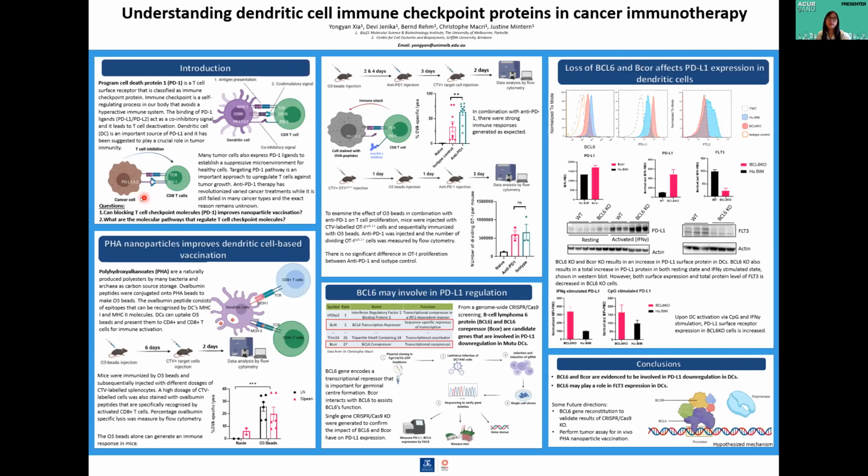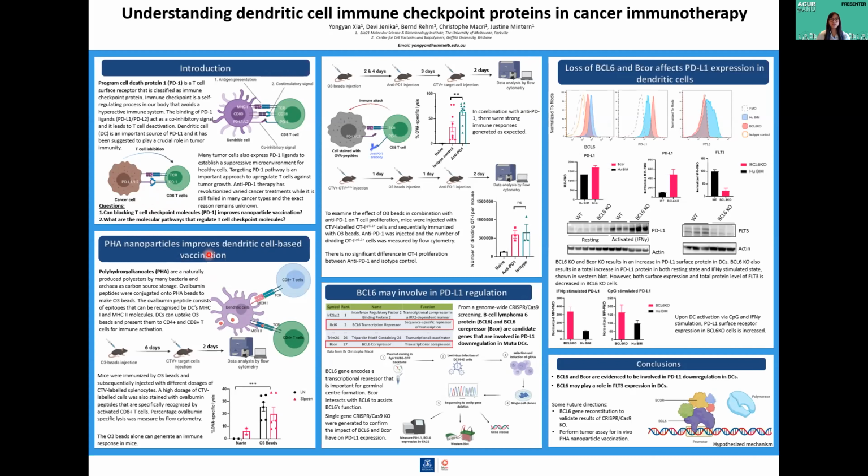So targeting this PD-1 pathway is an important approach for cancer treatment. In fact, there have been a lot of PD-1 inhibitors developed for cancer immunotherapy, but they still fail in a lot of cancer types, and the exact reason remains unknown. So for my honours project, I'm trying to address two questions. First, can blocking this T cell checkpoint molecule improve nanoparticle vaccination? And secondly, what are the molecular pathways that regulate PD-1, PD-L1 binding?